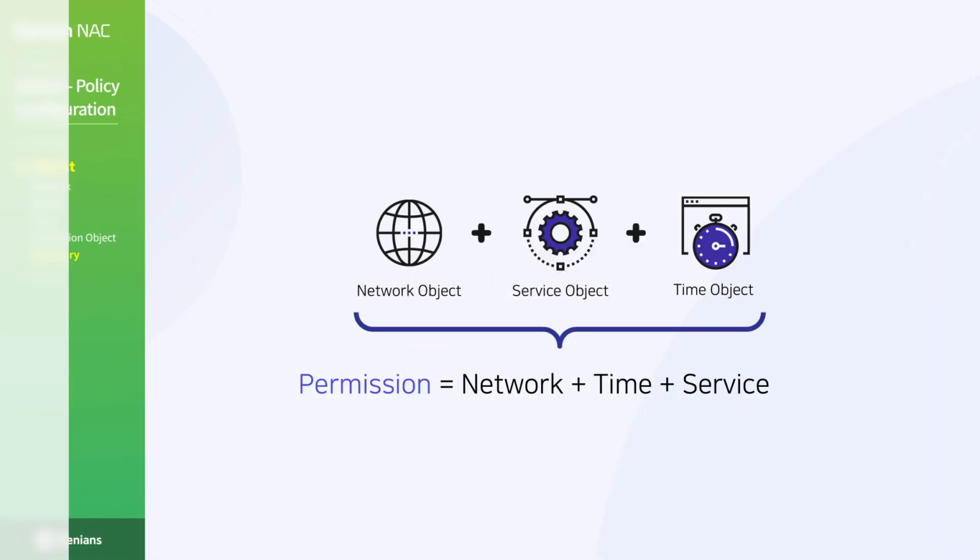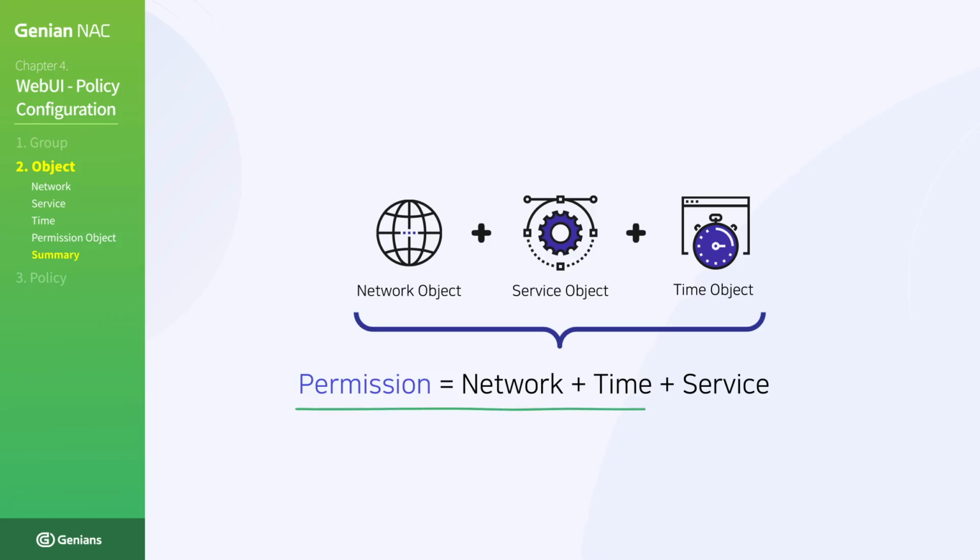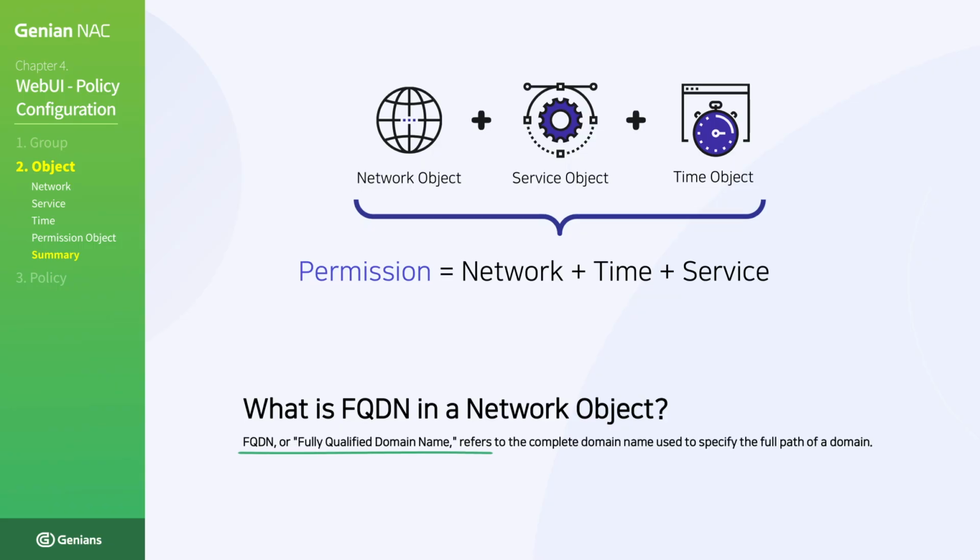The first permission object is created by including a network object, service object, and time object. The second network object can use the FQDN condition.